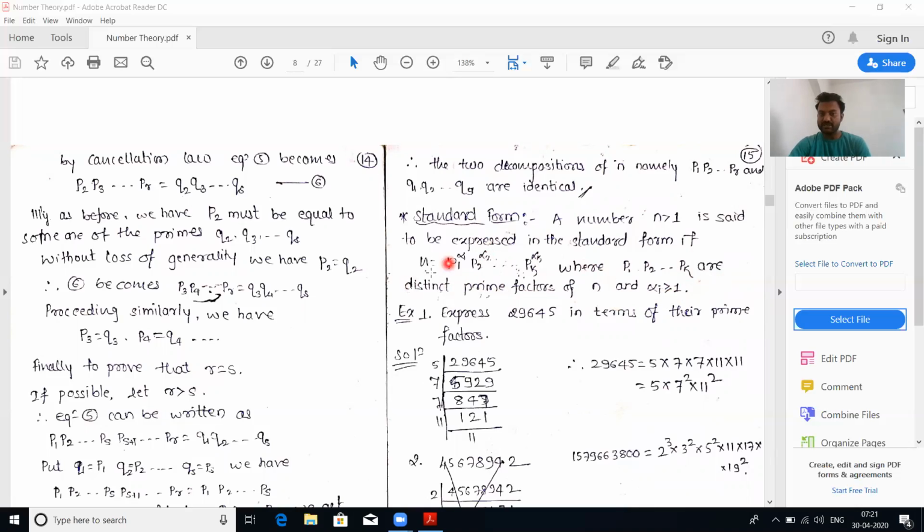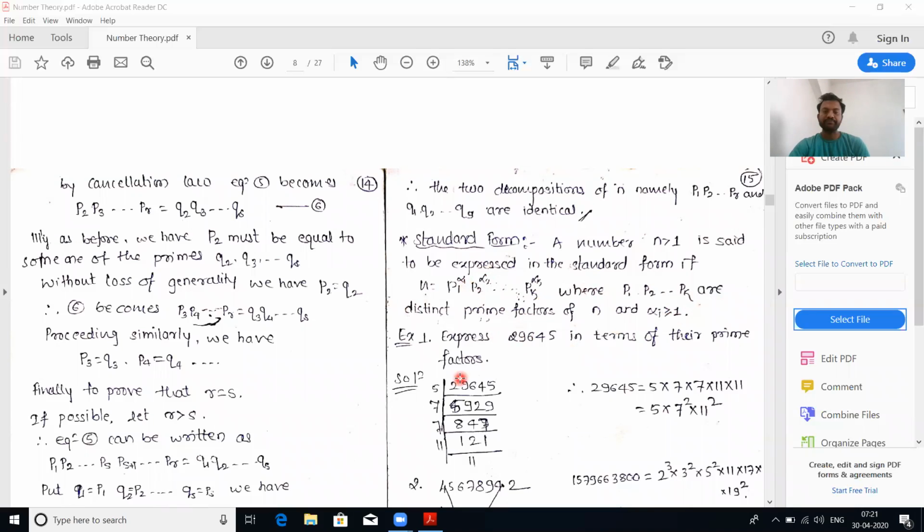Now in this expression, each of these factors p1, p2, and so on up to pk are distinct primes, because repeated primes are written in the form of the power. See for example, express 29,645 in terms of its prime factors. We are expressing the standard form itself here.